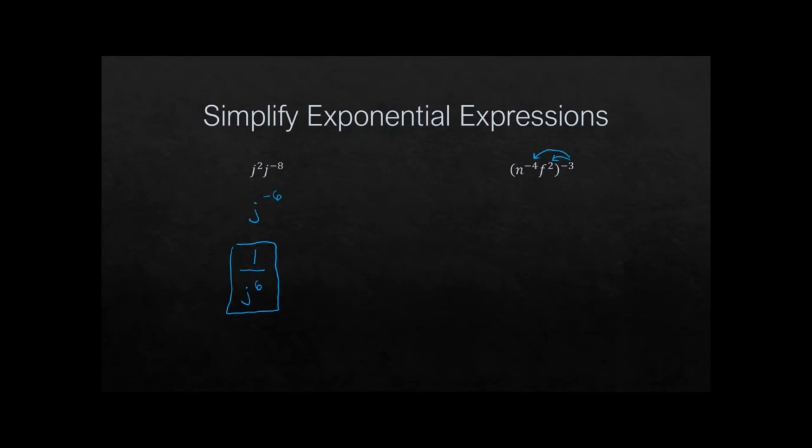So you're multiplying. Our rules of exponents here: when you have that outside exponent, it applies to everything on the inside. So both the n to the negative 4 and the f squared get that negative 3. And then we simplify this by multiplying exponents. So negative 4 times negative 3 is a positive 12, and then 2 times negative 3 is a negative 6. So we have n to the positive 12 and then f to the negative 6.